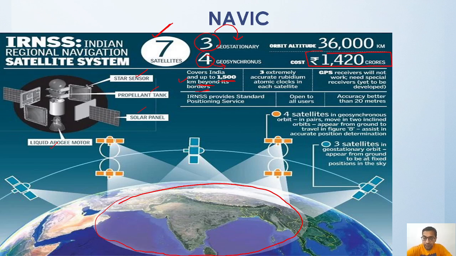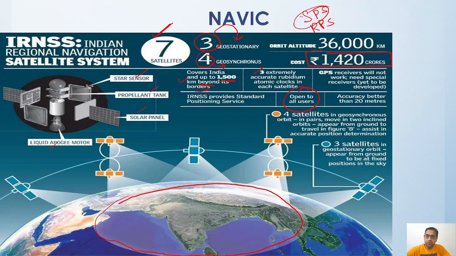Along with that, the satellites also have 3 extremely accurate rubidium atomic clocks, because highly precise clocks are required so that we don't lose even a single second. Even after thousands of years, these clocks lose only 1 second. That is the range they have. NavIC has 2 services: a standard positioning system and a restricted positioning system. Standard is open to all, and restricted is open only for military or intelligence purposes.